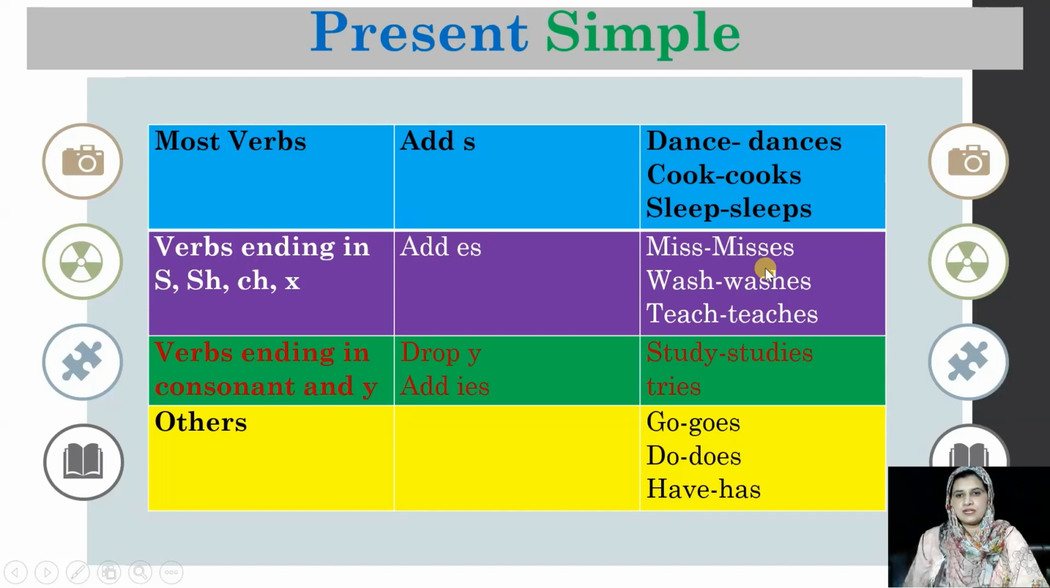Though there are certain exceptions, and there are always exceptions in the English language, you can never apply rules all the time, but these are the general rules which are applied. Then the verbs ending in consonant and y. Those verbs which end with a consonant and y, you drop y there and add ies. You can see here, study, d is a consonant and then y. So what we'll do, we'll drop y and we'll say studies. Similarly, try, tries. Right? And then there are some other verbs which take the form like go, goes, do, does, have, has. So these are some of the rules related to usage of s and es.